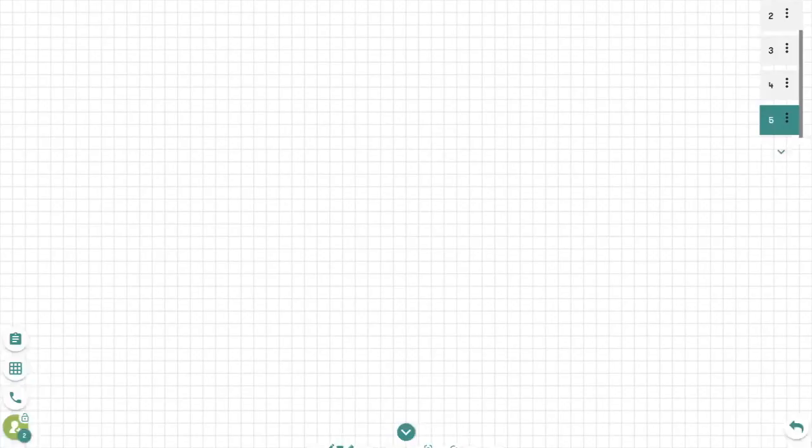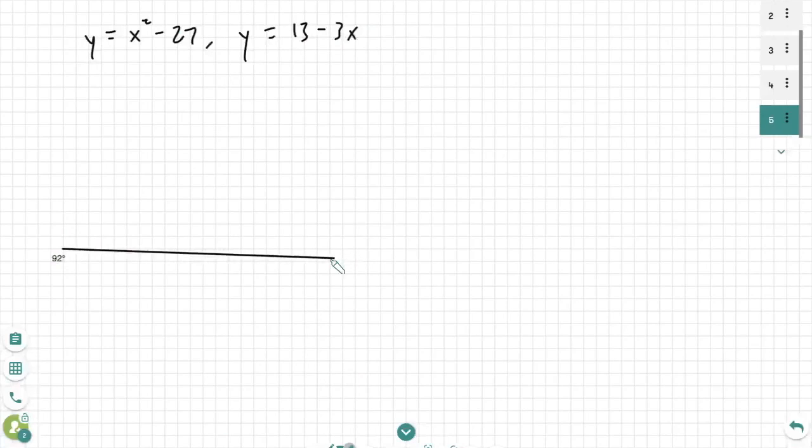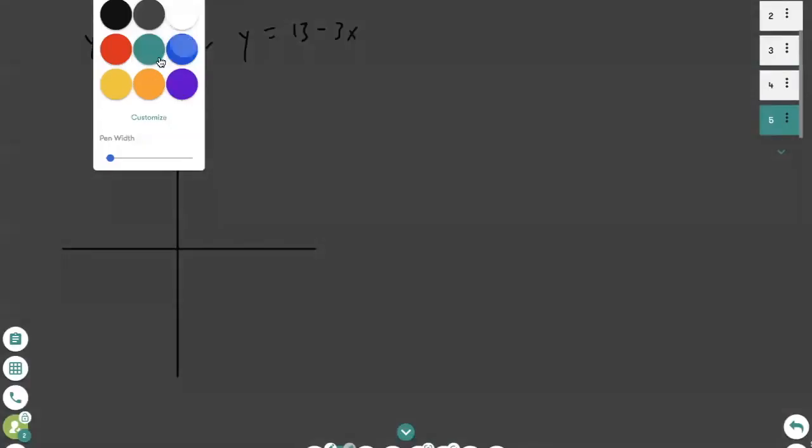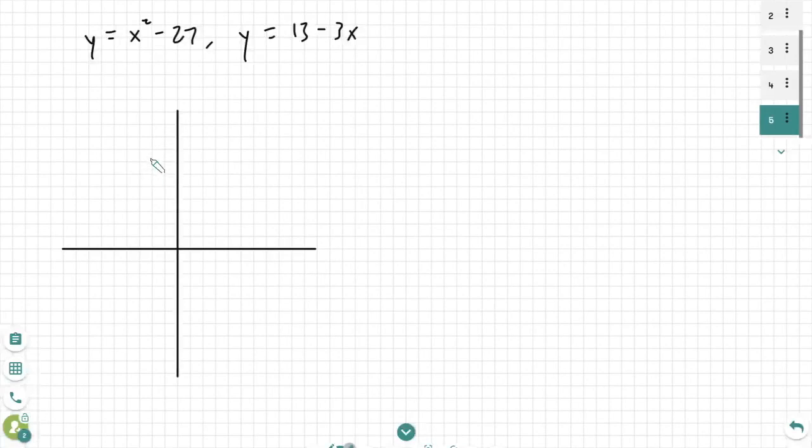What are the functions? That one's y equals x squared minus 27. And then y equals 13 minus 3x. This is where you set them equal, right? Like we did before. Yeah, let's just draw a quick picture. Do you know what the x squared minus 27 looks like? It's going to be the U again. And what does the minus 27 do? It lowers it. Yeah, it shifts it down.